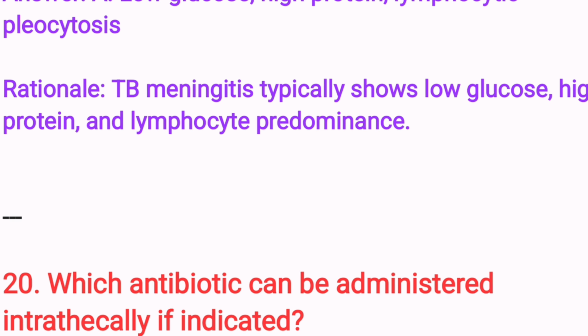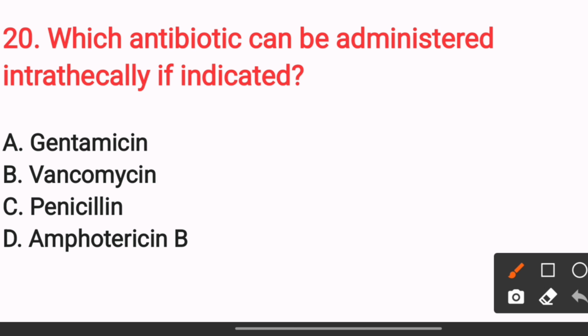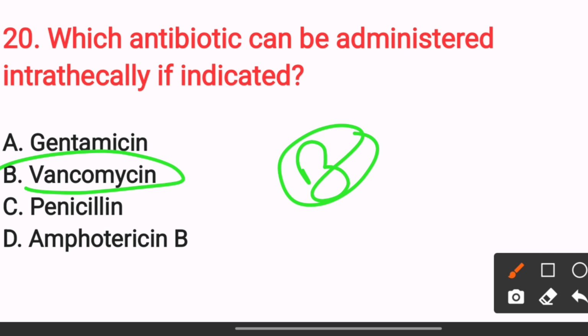Next, which antibiotic can be administered intrathecally if indicated? Option A, gentamicin. Option B, vancomycin. Option C, penicillin. Option D, amphotericin B. The answer is option B, vancomycin, because vancomycin can be used intrathecally for resistant infection. Doses must be carefully monitored.